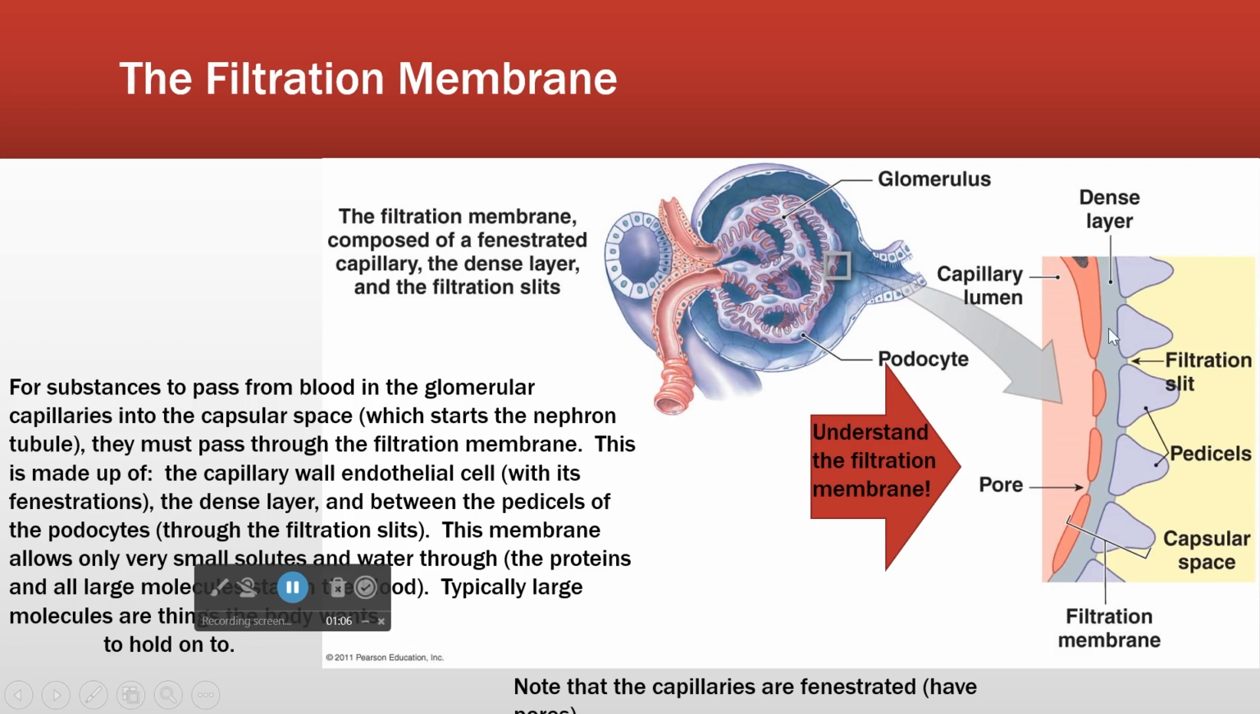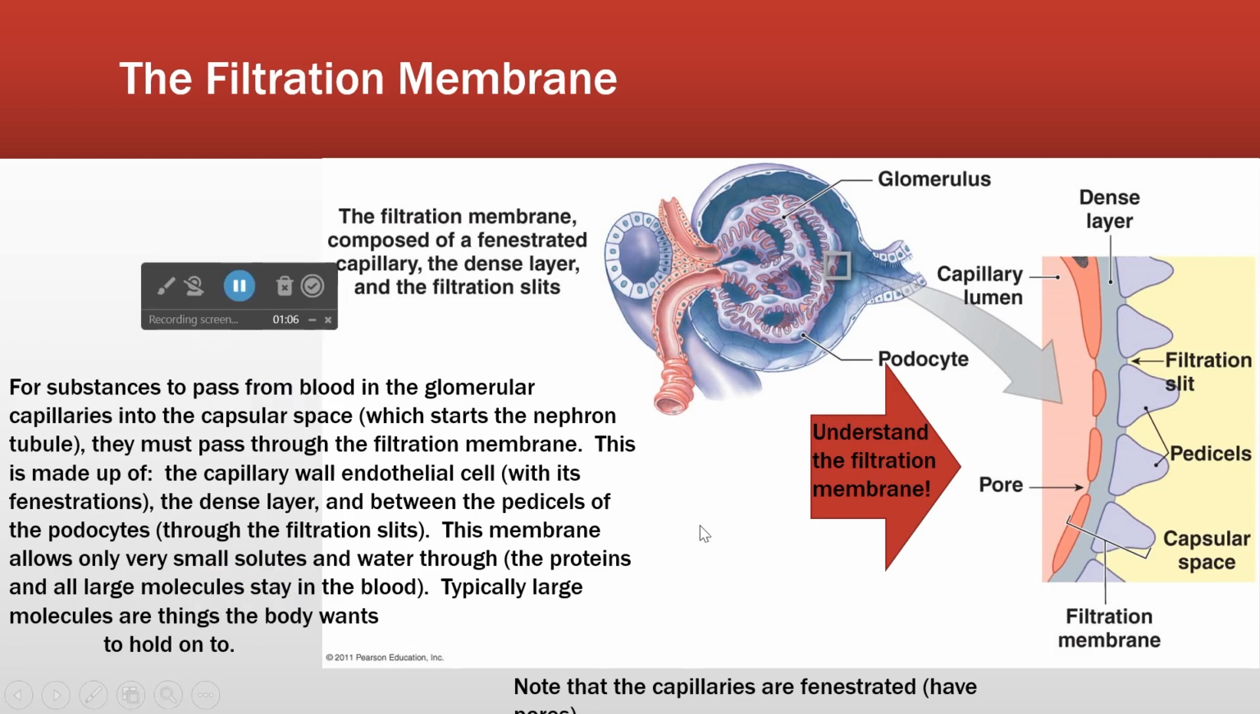Now, the basement membrane, remember all epithelial cells have a basement membrane, right? Capillaries are no different. The capillary basement membrane of the glomerulus, we call that the dense layer. And the dense layer also has filtration characteristics, okay? For example, it tends to repel negatively charged molecules like proteins, right? So the dense layer has that characteristic.